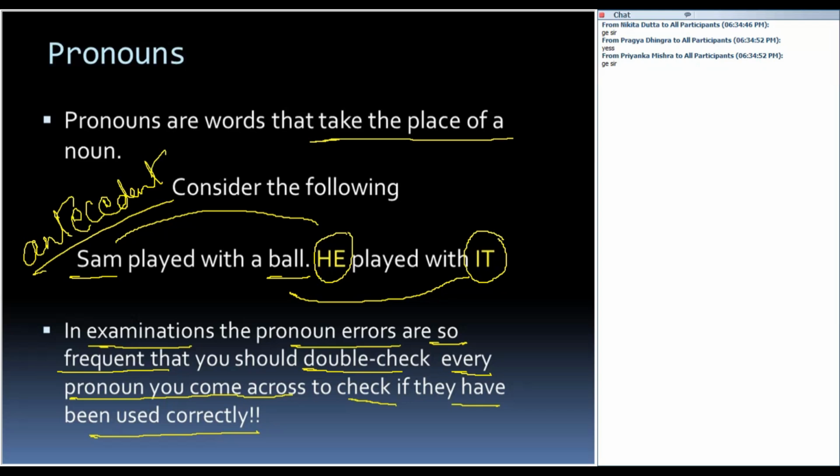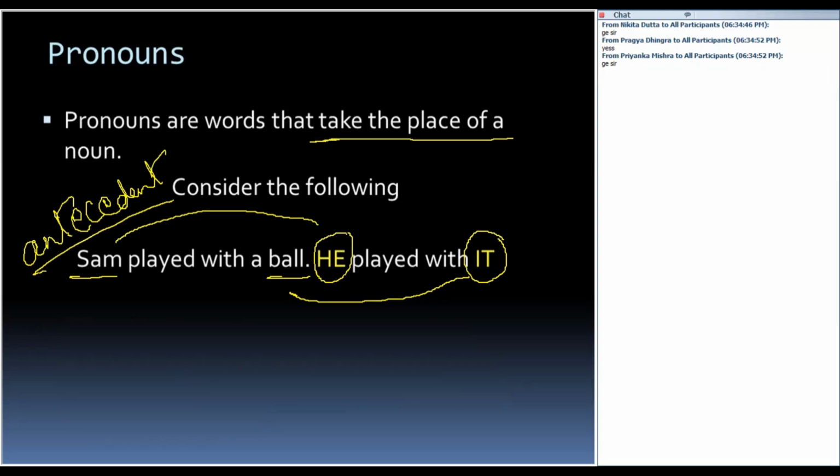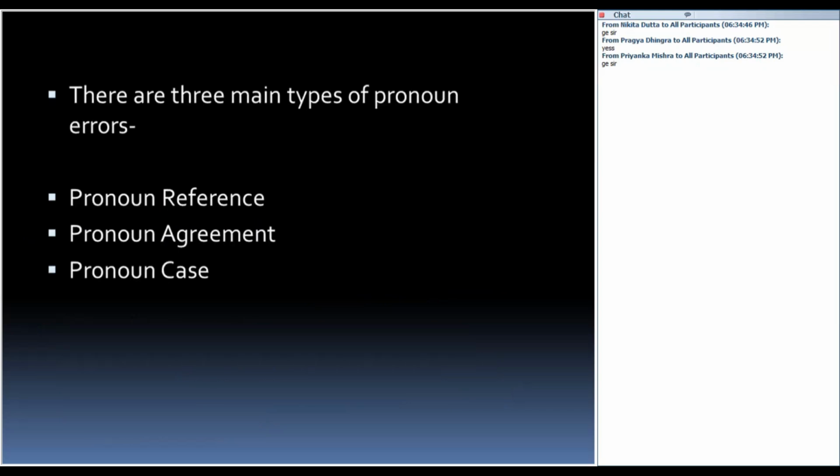Okay. Now we know what pronouns are, but as far as pronoun errors are concerned, there are 3 main types. What are these errors? We can have pronoun reference errors. We can have pronoun agreement errors. We can have pronoun case errors. So one by one, we will take a look at these 3 kinds of errors and see how we can rectify them and what exactly is meant by these errors.